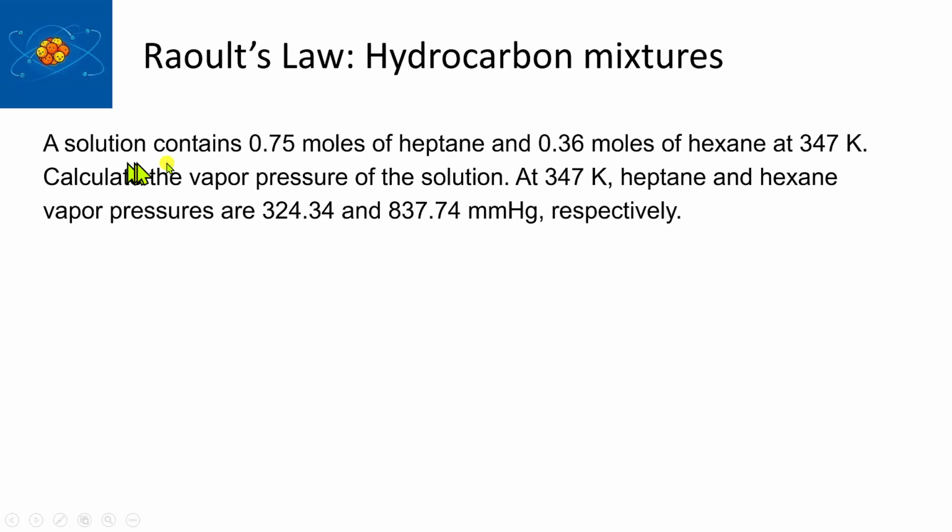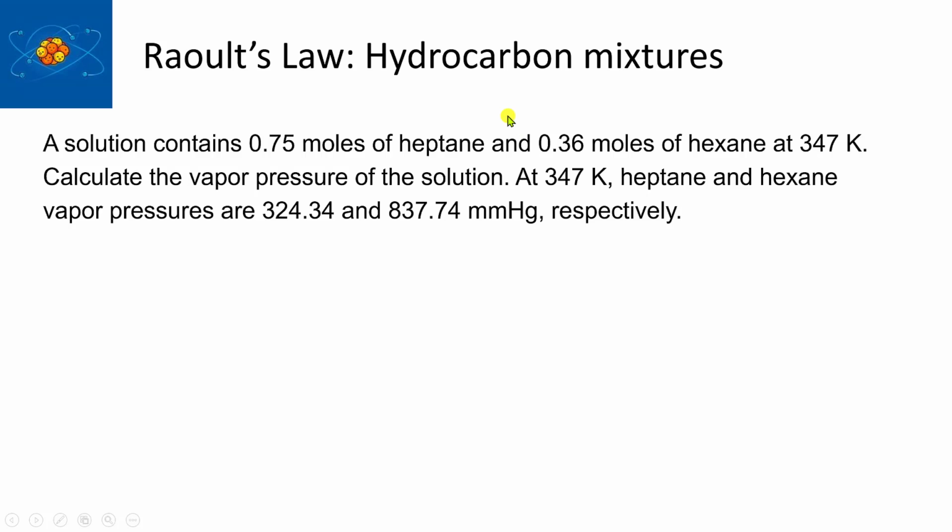So we have a solution that contains 0.75 moles of heptane and 0.36 moles of hexane at 347 Kelvin. Calculate the vapor pressure of the solution, and then some additional data is given. These are the vapor pressures of the pure heptane and hexane, respectively.